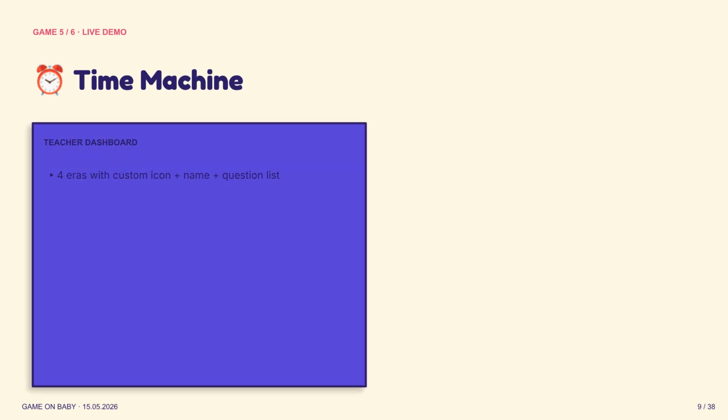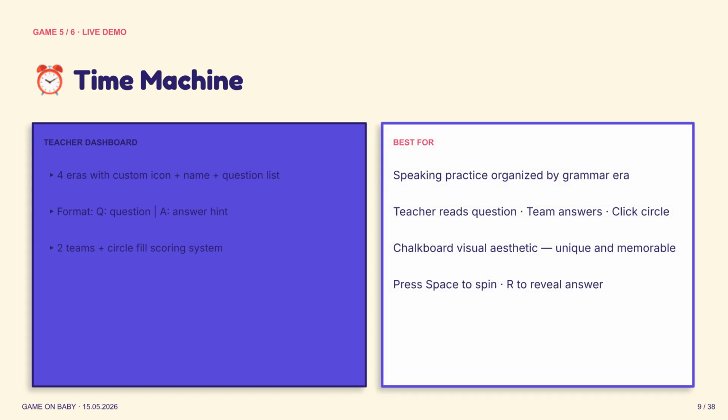Game 5 is Time Machine. Set up 4 eras with custom icons, names, and question lists using the Q, Question, A, Answer, Hint format. Use A2Team Circle Fill scoring system for speaking practice organized by grammar era.